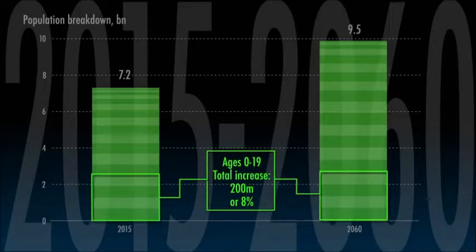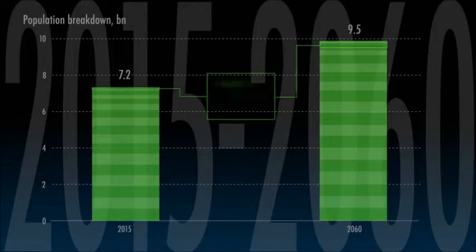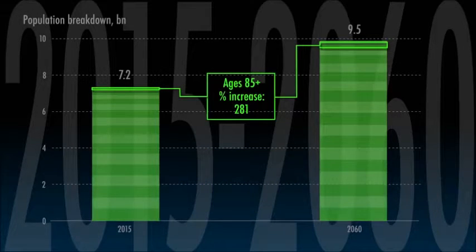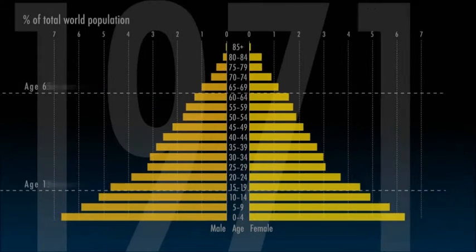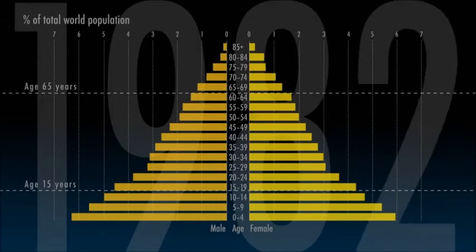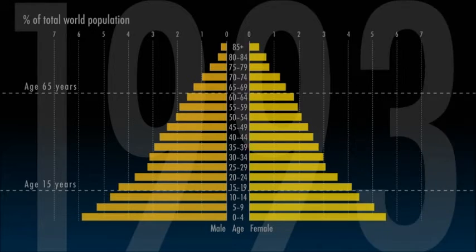That's more than 4 times the increase in the number of children and teenagers, which will rise by only 200 million, or 8%. The numbers of the oldest people of all, those above 85, will rise at the fastest rate, by 281% from 2015 to 2060, but from a much lower base, so they do not add as many people to the total. For all of history, humans have lived in societies dominated, in numbers at least, by children.